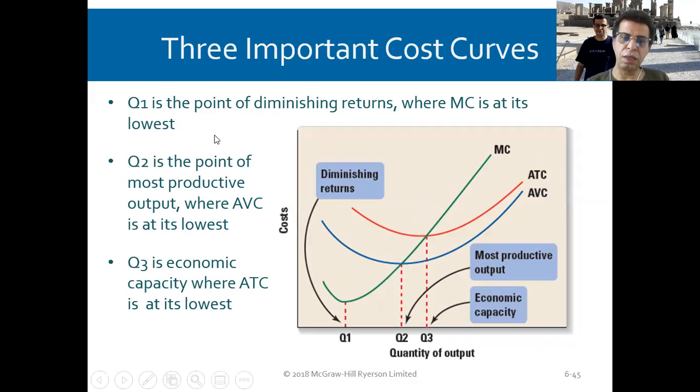Now, when we look at Q1, it is the point of diminishing return, where the MC, the marginal cost, is at its lowest. So we said that the diminishing return comes in here and the marginal cost starts increasing. As the marginal cost starts increasing, the point before it is what you call the diminishing return. Now, what you have at Q2, which is the quantity output of Q2, is the point of the most productive output, where the average cost is the lowest.